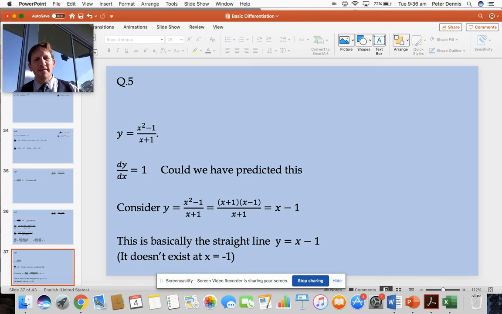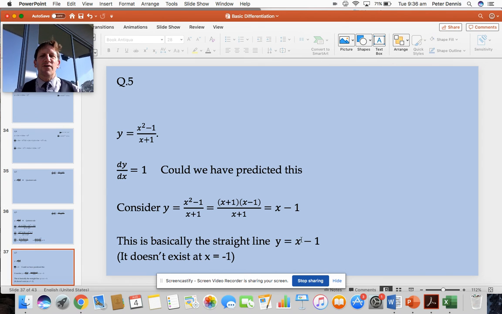So weird things happen because x can't equal minus 1, because we can't divide by 0. But really this, even though it doesn't look like it, is basically a straight line. It doesn't exist if x is minus 1. So it's really just a straight line with a little gap in it.